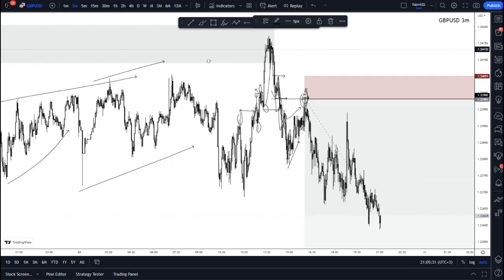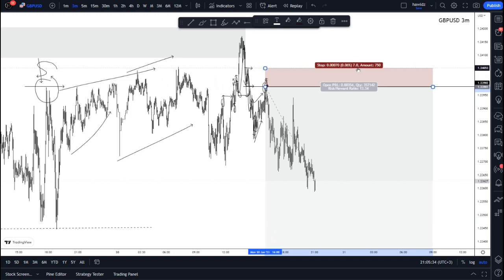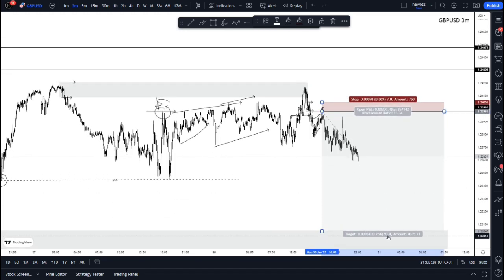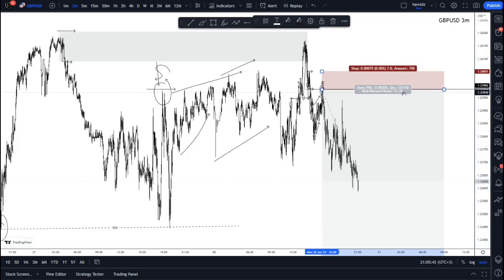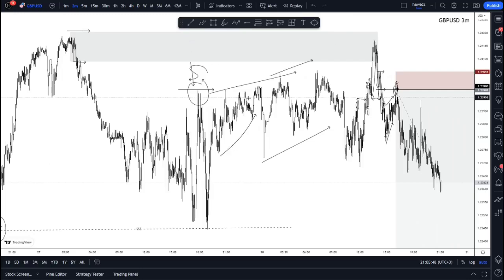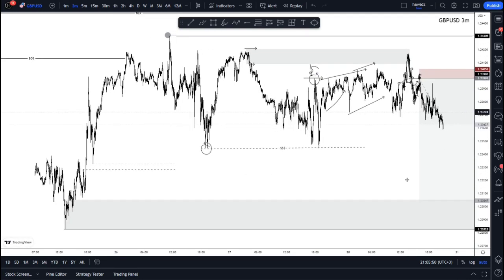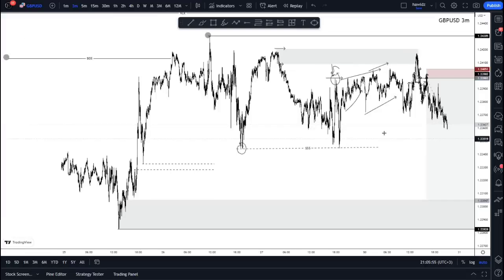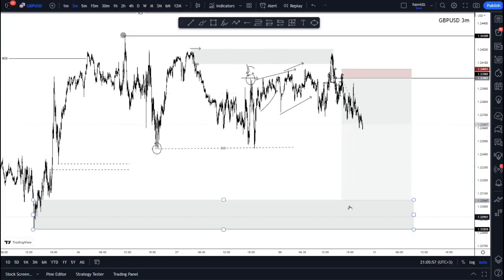As you can see, there was my entry with a 7.0 pip stop loss and an overall take profit target of 93.4 pips, which makes it an overall 13 risk to reward ratio. This is the trade that I'm currently in, and I'm looking to hold this trade all the way down here. By the way, I'm hoping some sort of news could come and trigger these markets to go all the way down here.